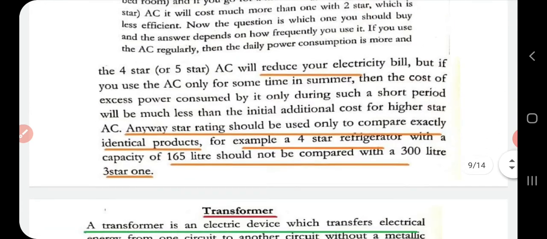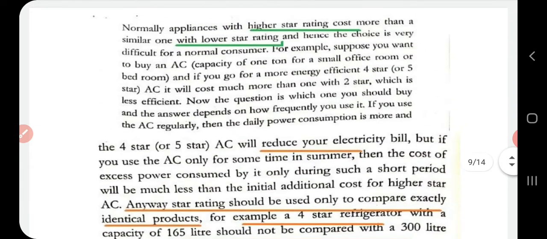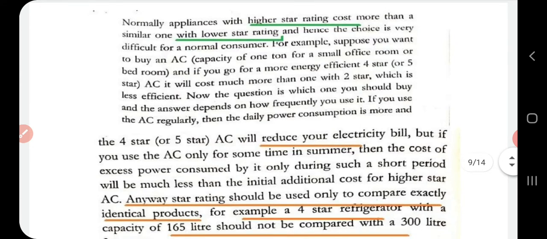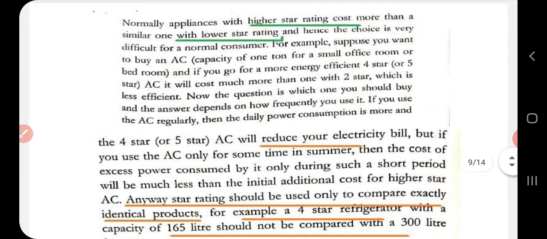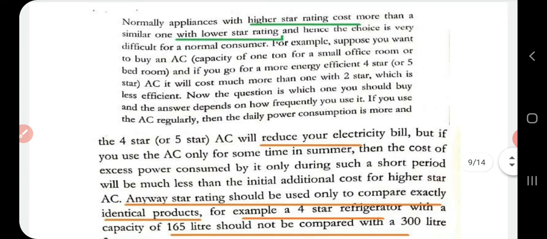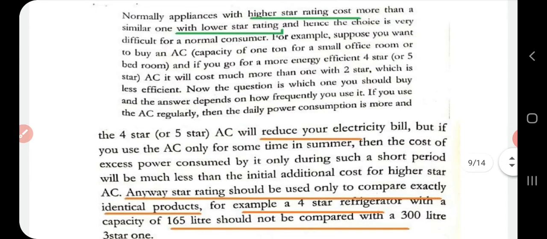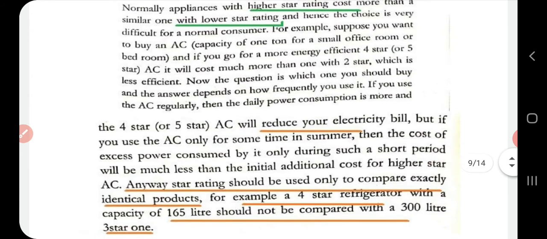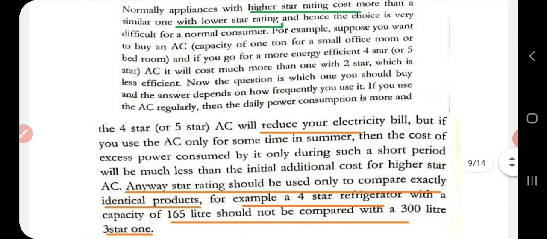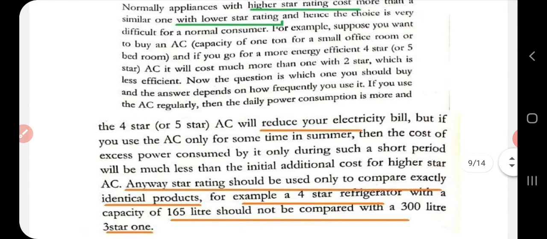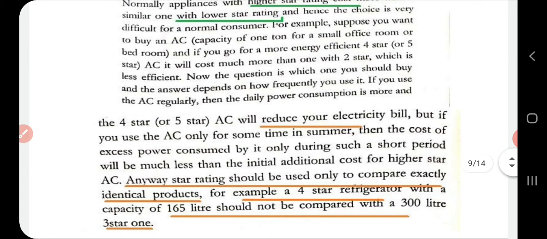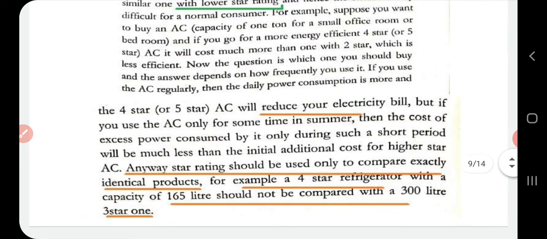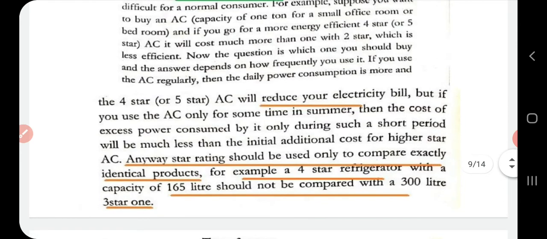Okay. The next one is that normally appliances with higher star rating cost more. That is, a device with higher star rating will be highly efficient, and that's why its cost will also be high, and hence the choice will be very difficult for a normal consumer. For example, suppose you want to buy an AC, and if you go for a more energy efficient 4-star AC, then it will cost much more than a 2-star, which is less efficient. So that is the difficulty.